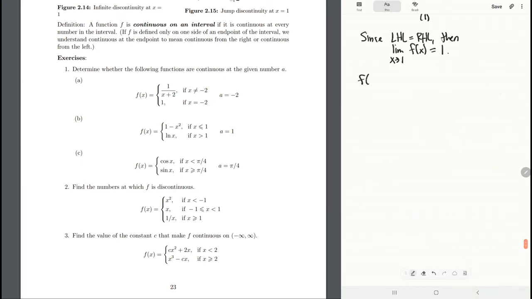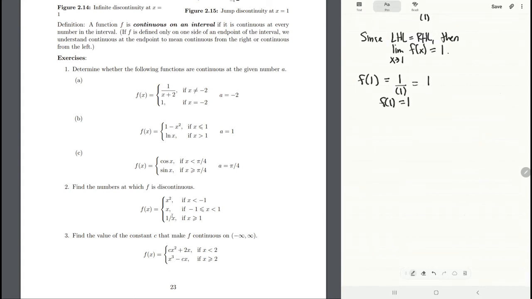Now let's check if the function is defined at 1. If x is equal to 1, then our function f of x is equal to 1 over x. So to find f of 1, we evaluate the function, 1 over 1, which is equal to 1. So what we see is that the function is defined at 1.